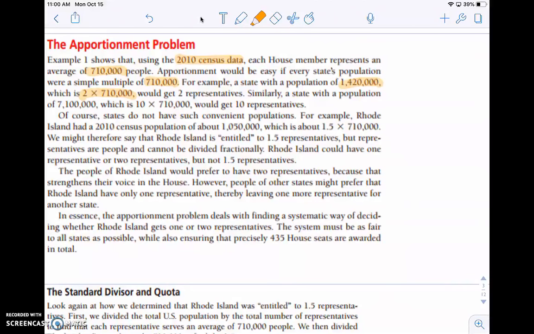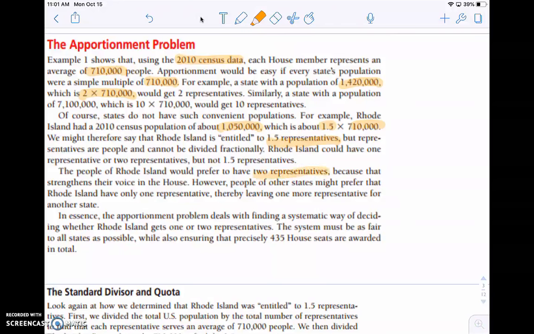But it's not that convenient. For example, in the 2010 population, Rhode Island had 1.05 million people, and that's about 1.5 times the 710,000 people per representative. So they're entitled to 1.5 representatives, but you can't really have half representatives. So Rhode Island could have 1 or 2, but not 1.5.